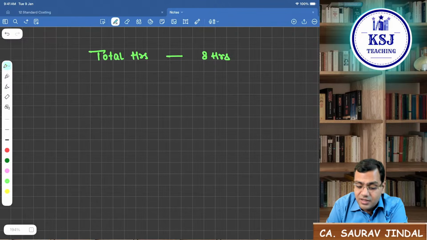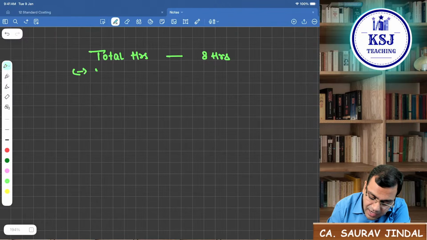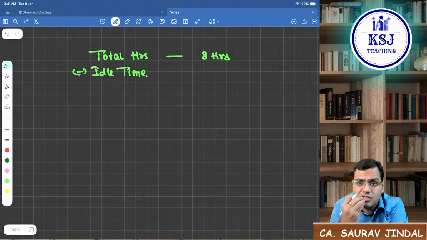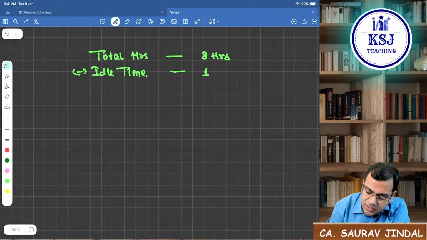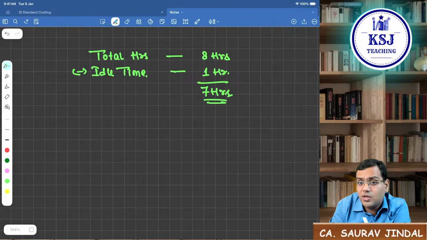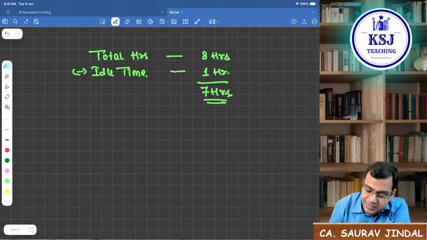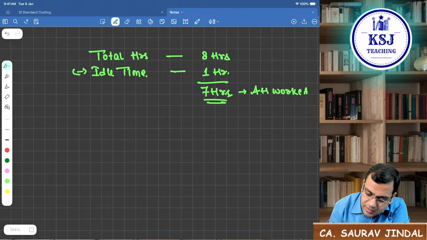So what will you say? There will be a certain idle time. He will need time for lunch, for tea, coffee break. Let's say 1 hour is your idle time, so he is actually working for 7 hours. Now, are you going to deduct money for this 1 hour because he's having food? No, right? So this is your actual hours worked, and this is your actual hours paid.